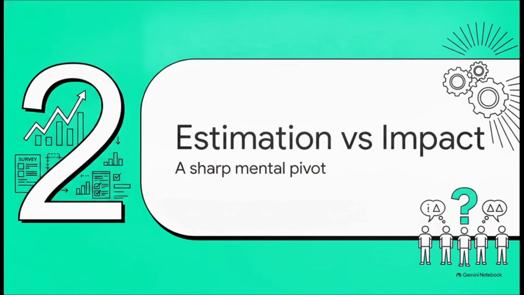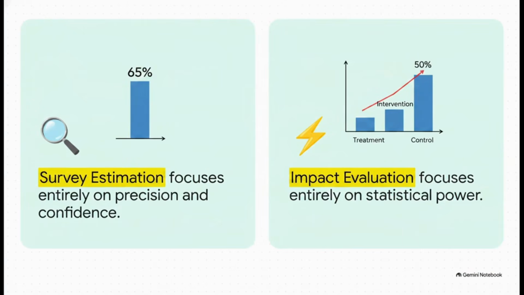Section 2, Estimation versus Impact. Get ready for a sharp mental pivot here. Everything we just talked about was purely descriptive. We've been focused on the question, what percentage of beneficiaries are satisfied? But what if our research question changes entirely? We're now leaving basic survey estimation and entering a totally different statistical paradigm. There is a massive dichotomy here.